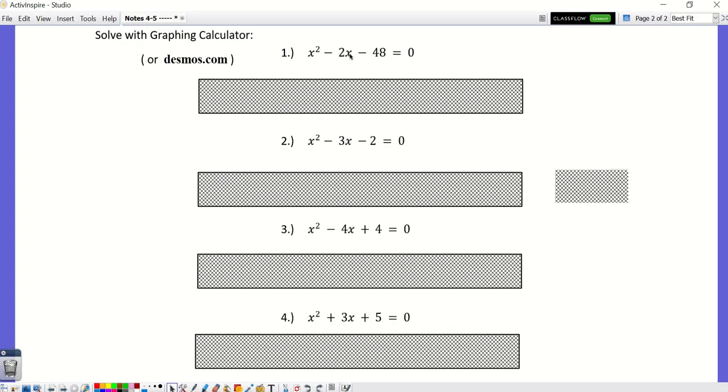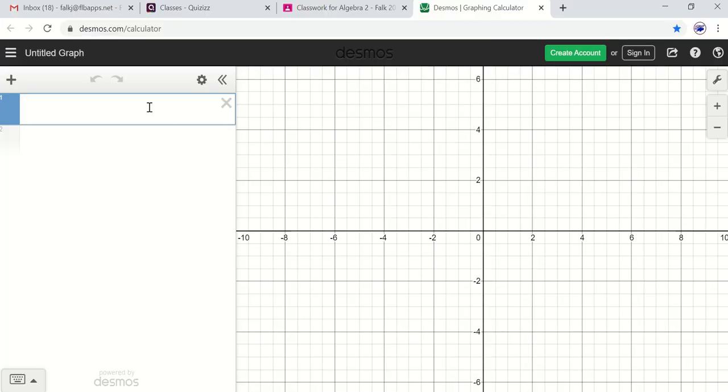So here's what we're going to do. We're going to type this in. Now, we're solving this equation, and it's equal to 0. But when we type it into Desmos, we have to do the function version of the equation. So we're going to type in y equals x squared minus 2x minus 48.